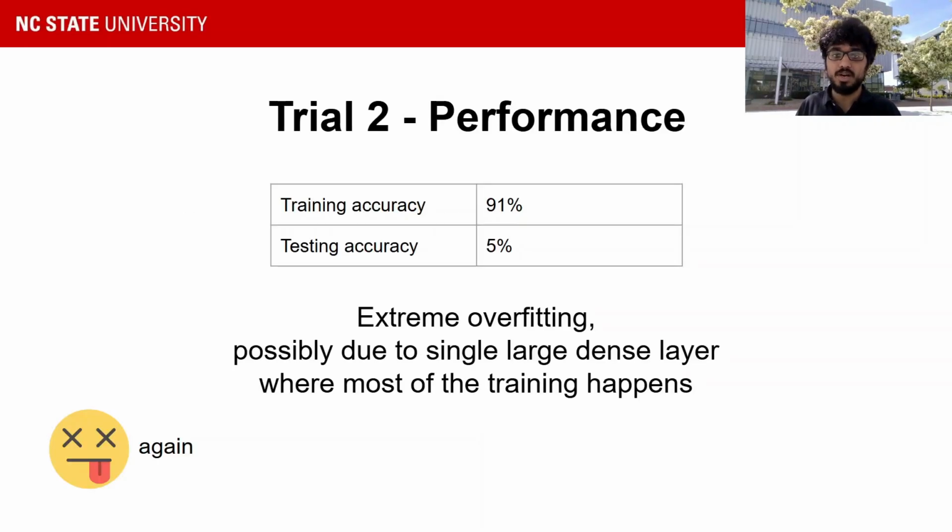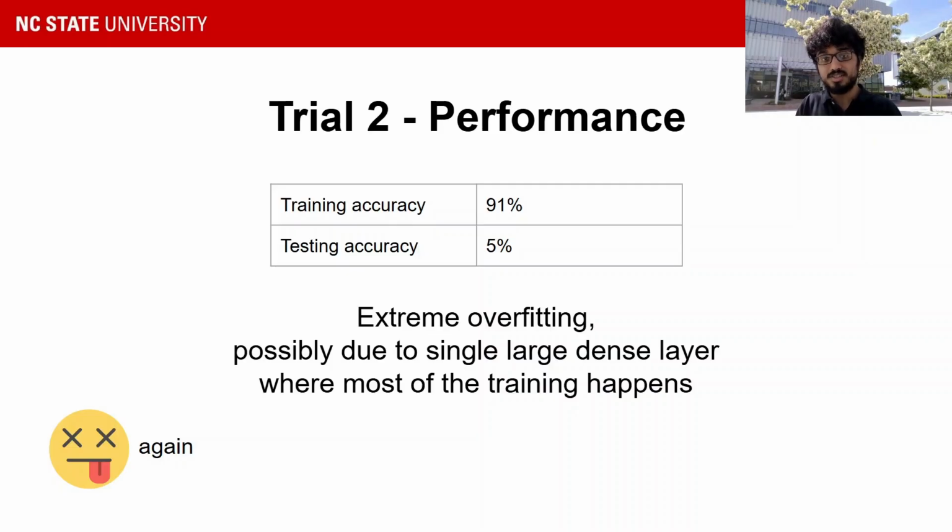We had a training accuracy of around 91%, but it really overfit on that training set. Our testing accuracy at the end of this was just 5%, which is very, very poor. And we think that this happened because we just had a single large dense layer and nearly all of the training just happened there. We didn't split it up into different layers. One way that we decided to really tackle this was, okay, let's maybe add more layers there and see how that works out.